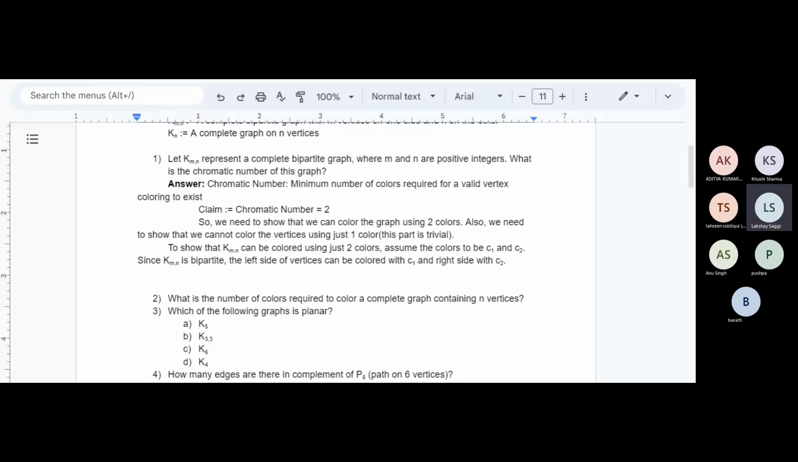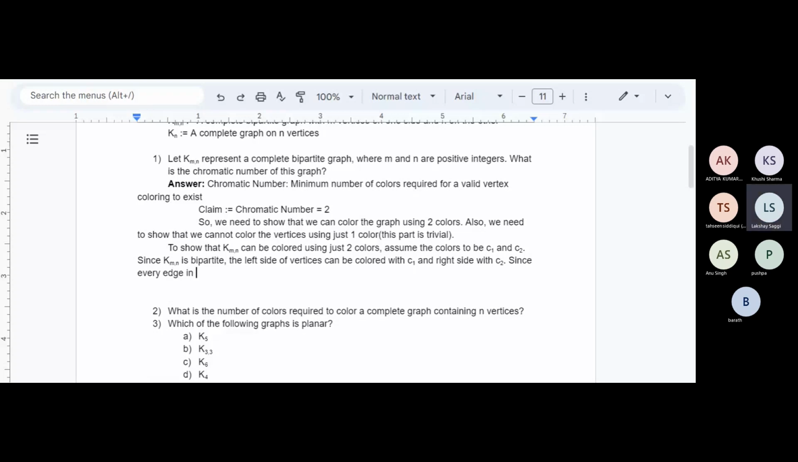So does everyone now see that it's a valid coloring? Since every edge in K_{m,n} is between the left and right side, every edge has one vertex from the left side and the other vertex from the right side. So the left side vertex will have C1 color, and the right side will have C2 color.